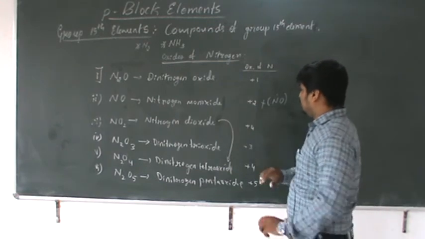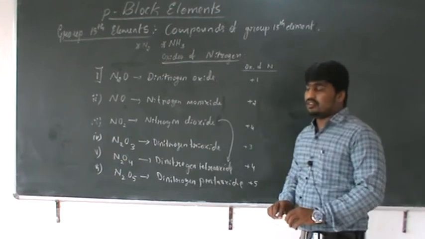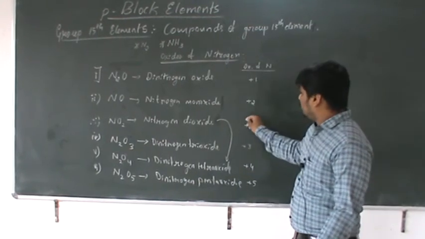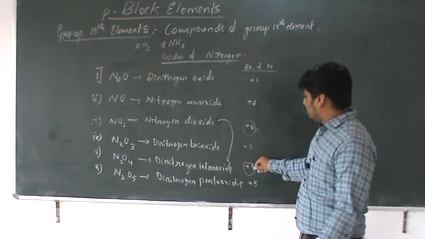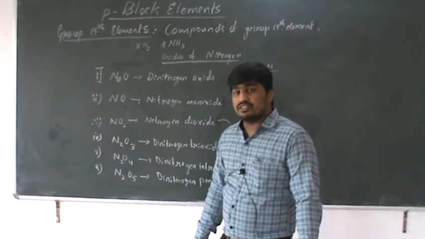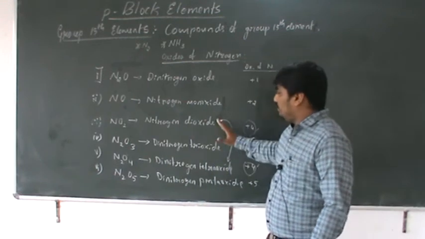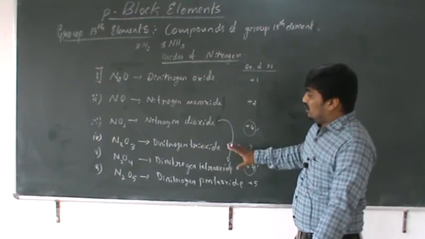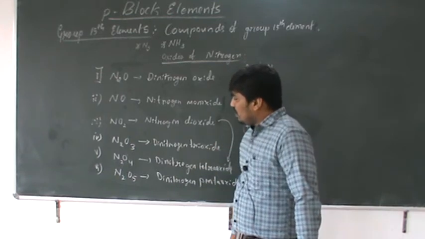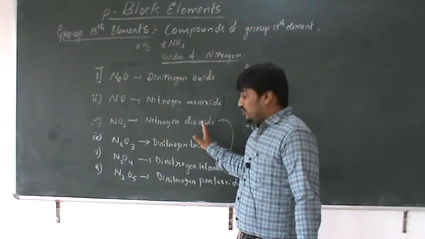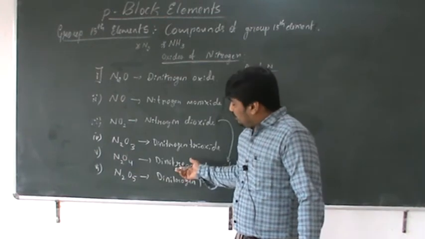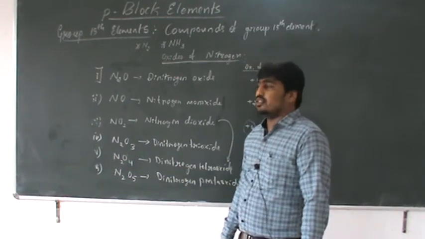But nitrogen monoxide does not show any dimerization. Here there is no change in the oxidation state. The oxidation state of the central atom remains the same. Without changing the oxidation state, it gets stability by combining with another molecule of the same kind and forms a stable compound. That is dimerization.